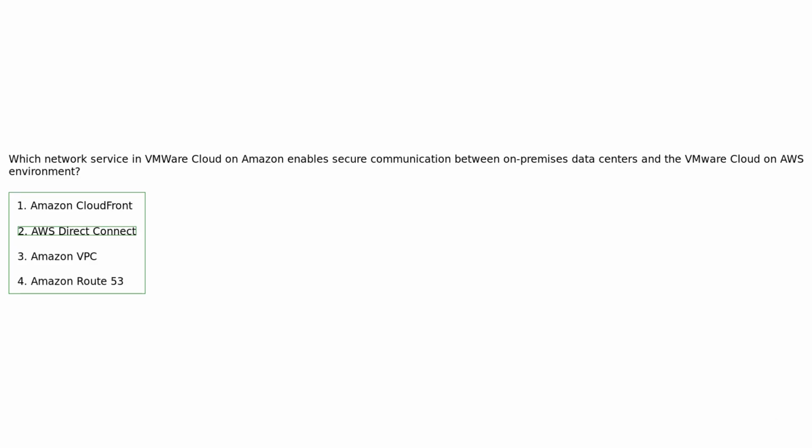AWS Direct Connect provides a dedicated network connection from on-premises data centers to VMware Cloud on AWS, enabling secure and reliable communication between the two environments.